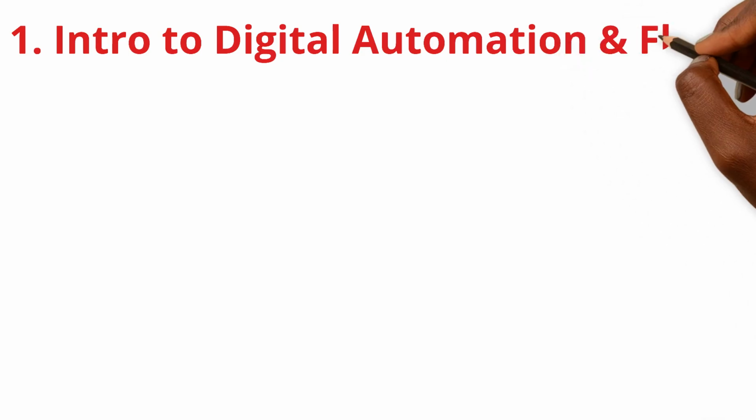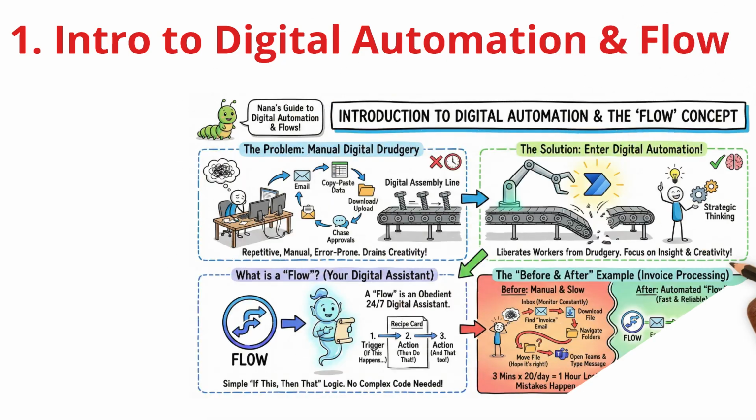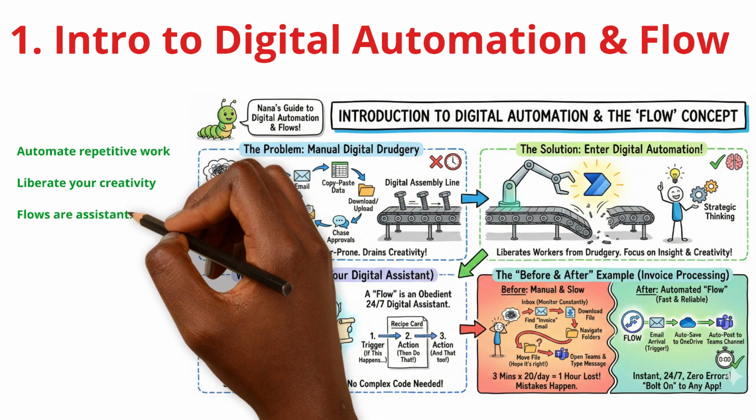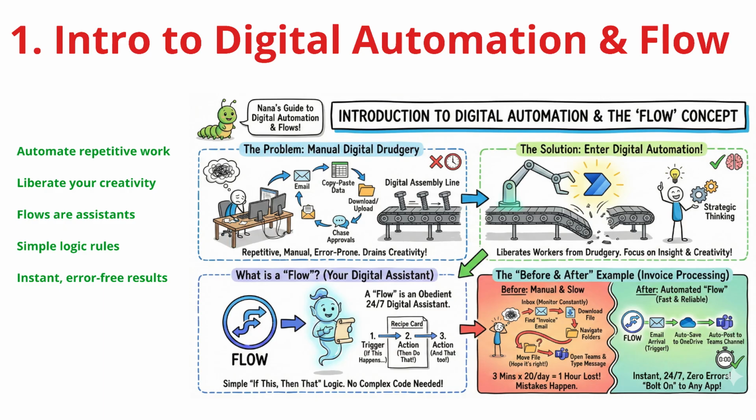First, let's look at the problem, manual digital drudgery. Too many of us are stuck in a messy cycle of copy-pasting data, downloading files, and chasing approvals. It's like working on a digital assembly line, repetitive, prone to errors, and it completely drains our creativity. The solution? Enter digital automation. Tools like Microsoft Power Automate can break this cycle, liberating us from the drudgery so we can focus on strategic thinking and genuine insight.